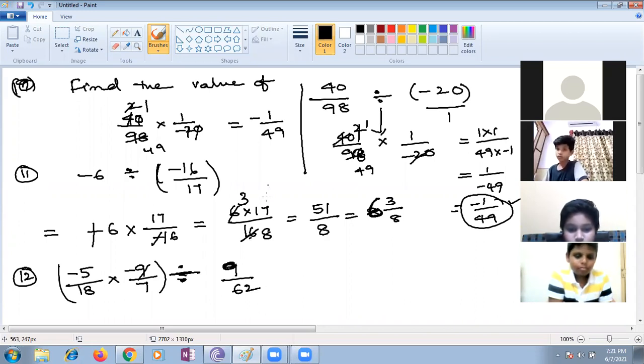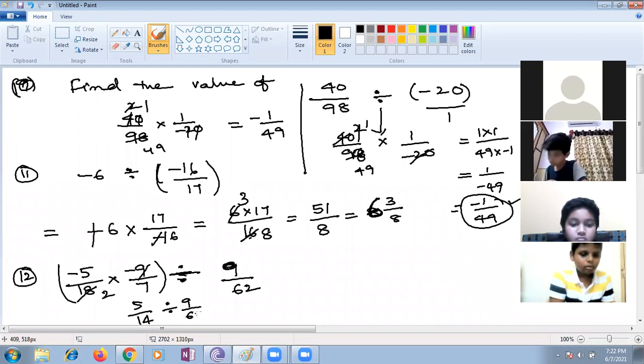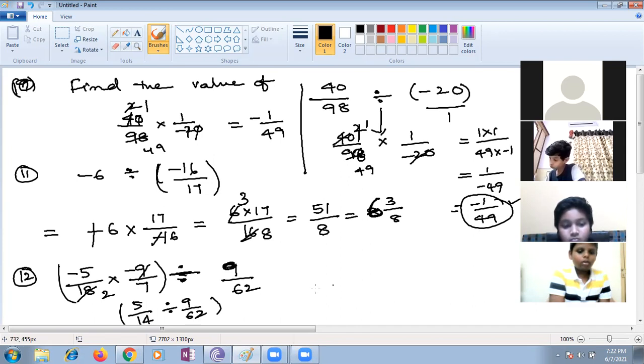Yes, Mahavir. 9 ones are... Ma'am, so 9 ones are and 9 twos are. Okay. Is it a negative number? Minus of minus becomes plus. So only 5 by 14 divided by 62 by 9. Come on, simplify. Ma'am, it is equal to 5 by 14 multiplied by 62 by 9. Yes, ma'am. So Mahavir, please stop.